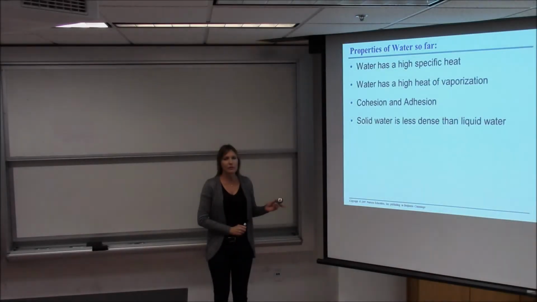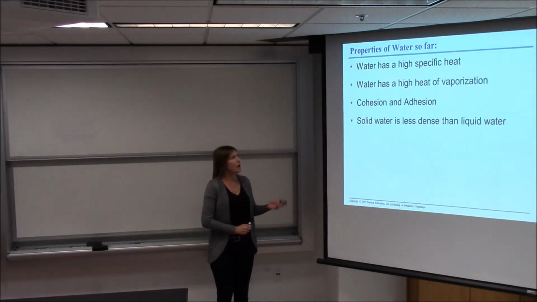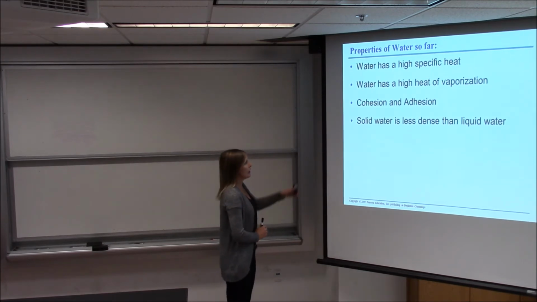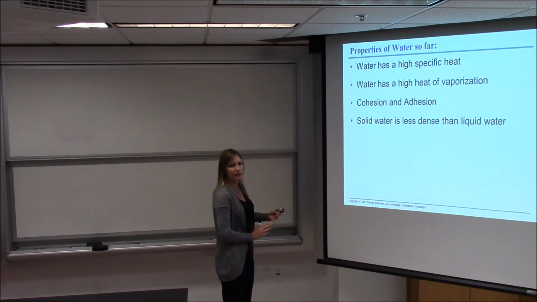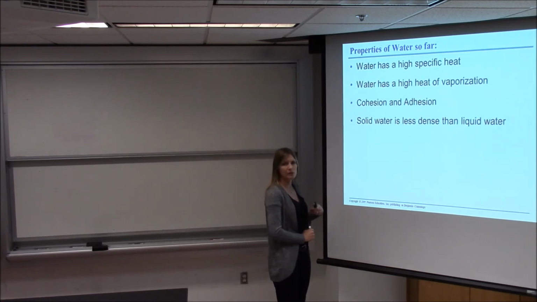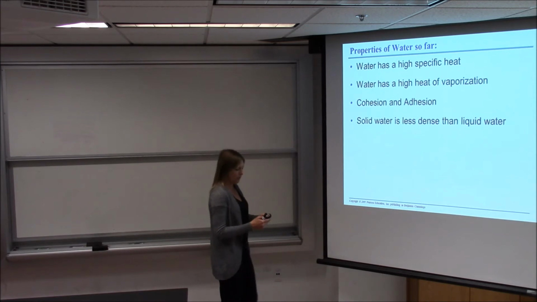These are the properties of water we've covered so far. Water has a high specific heat and a high heat of vaporization, both due to hydrogen bonding, both regulate temperature change. Cohesion and adhesion, water sticks to other water, water sticks to other molecules due to hydrogen bonding. And then finally, ice floats due to hydrogen bonding.